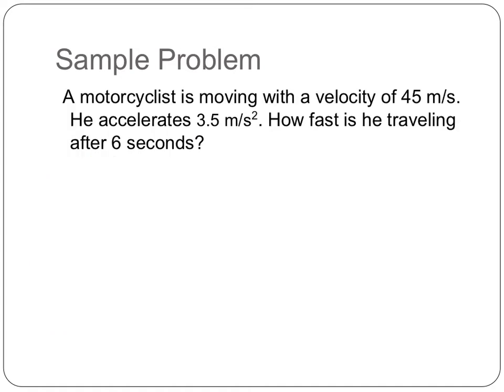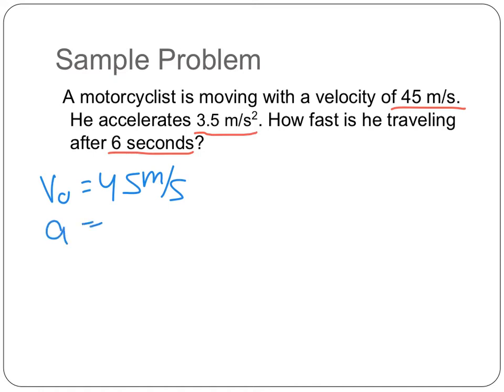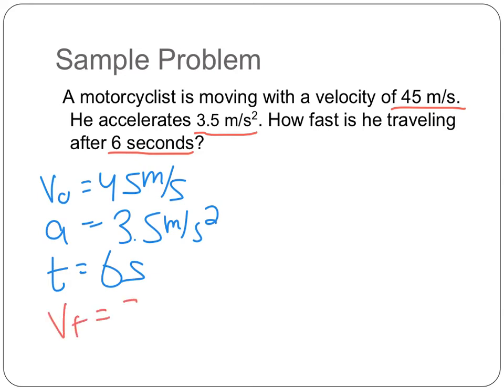Our second sample problem. A motorcyclist is moving with a velocity of 45 meters per second. He accelerates at 3.5 meters per second squared. How fast is he traveling after 6 seconds? Let's write down our knowns. We know our initial velocity is 45 meters per second. We know our acceleration is 3.5 meters per second squared. And we know our time is 6 seconds. What are we looking for? We're looking for our final velocity.